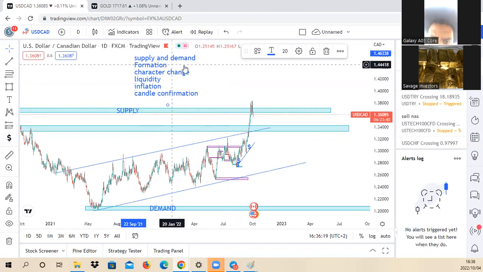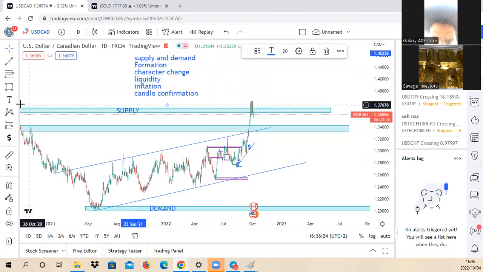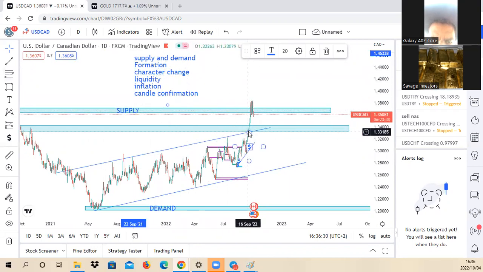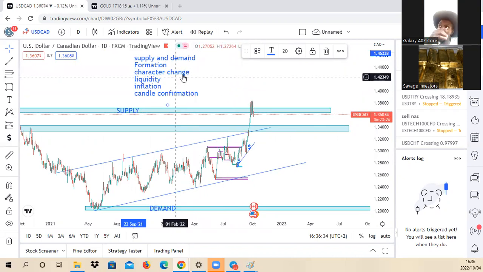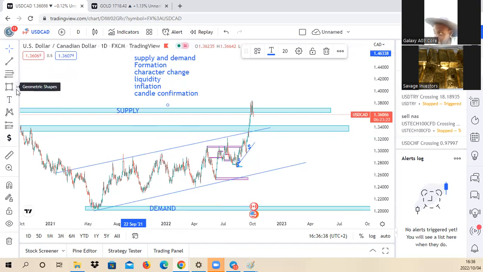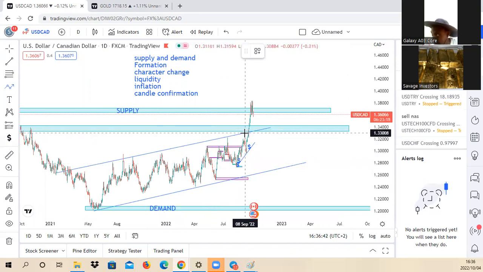And then from there is the formation. So now the formation is being created. You see that? The formation is being created. The character has already been changed. You see that here? So the character has already been changed. So this is the formation that is coming through now. Just bring out this path.